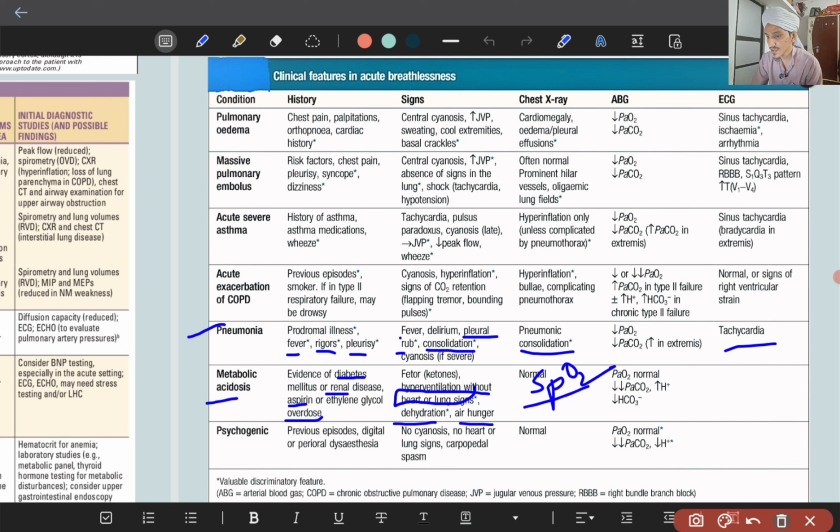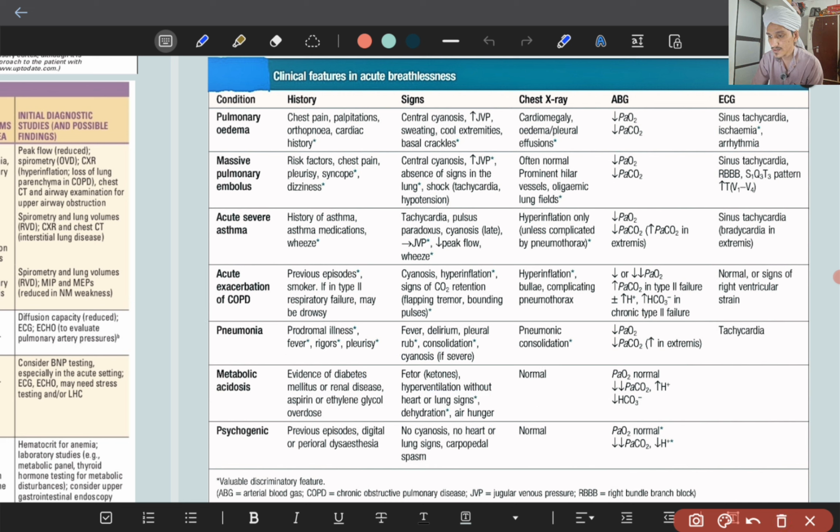Next, the psychogenic cause. In previous episodes, there will be a history of digital and perioral dysesthesia. No cyanosis, no heart or lung signs. There can be a history of carpopedal spasm because of transient hypocalcemia, which occurs due to hyperventilation during the panic attack. Chest X-ray will be normal. Blood gas will show decreased carbon dioxide because of hyperventilation and decreased H plus ion.